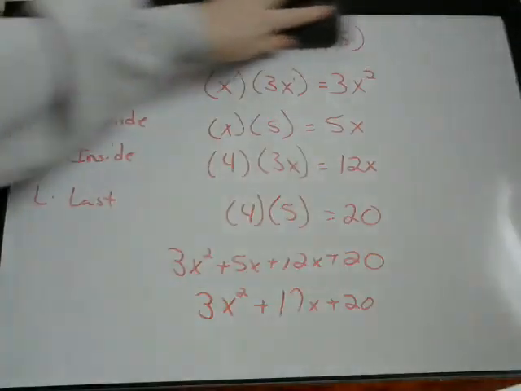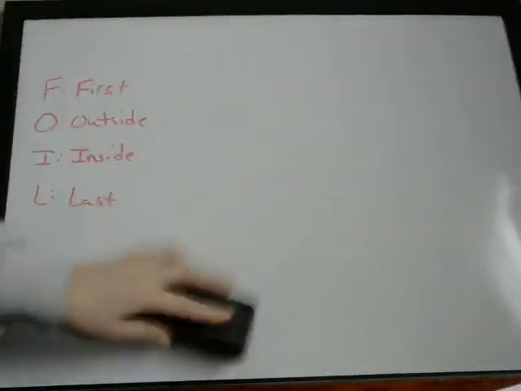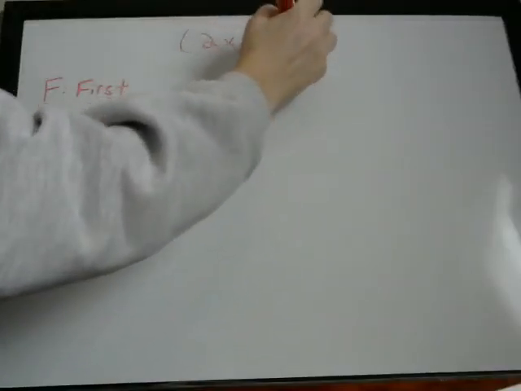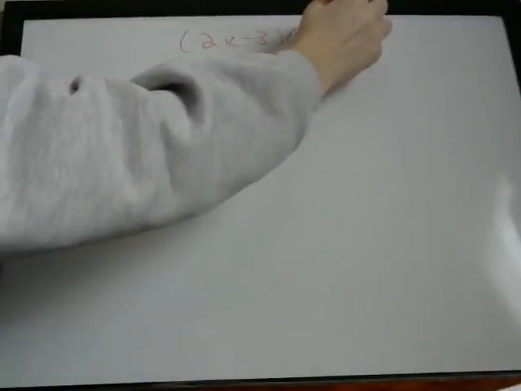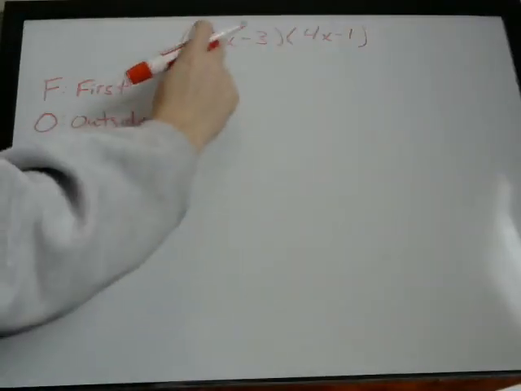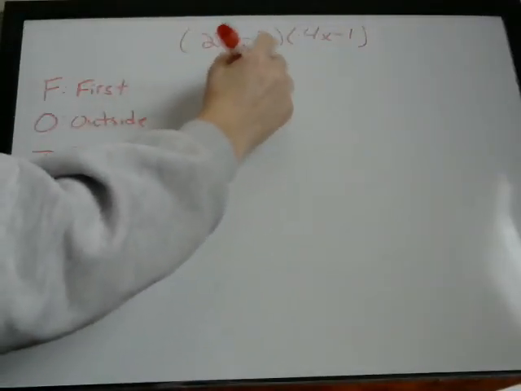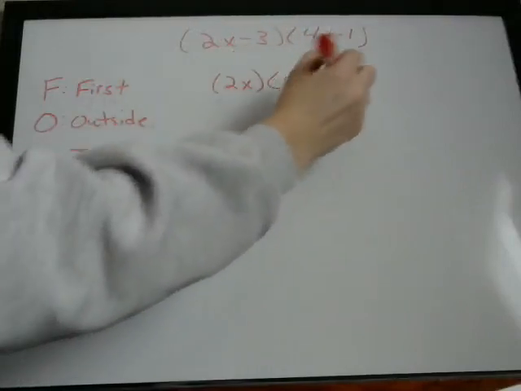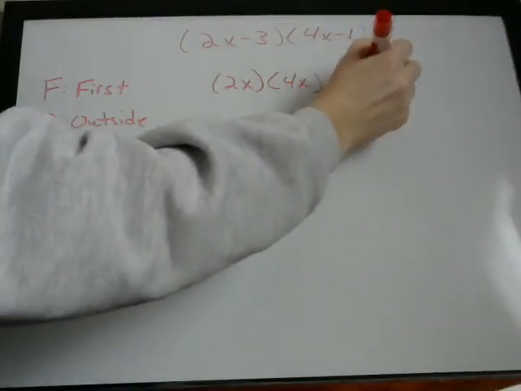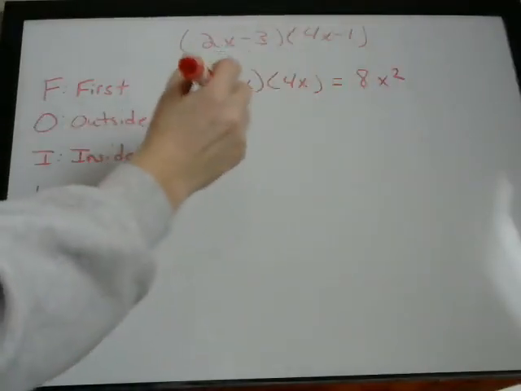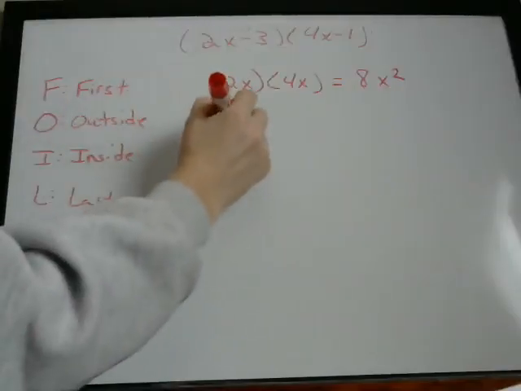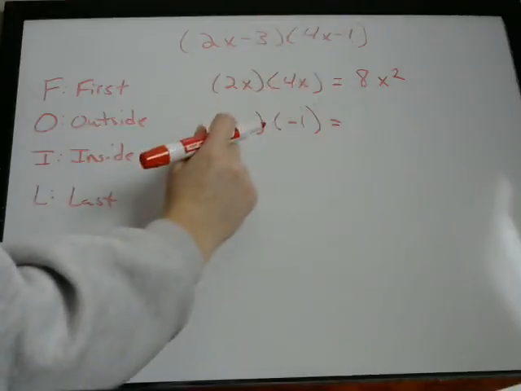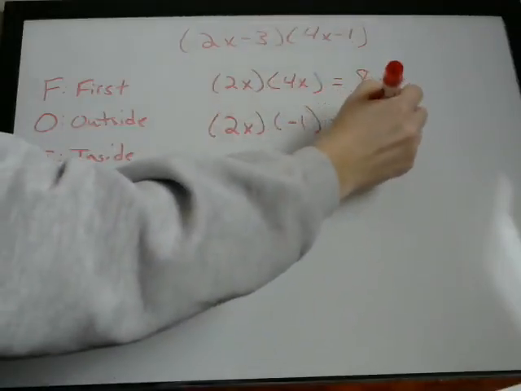I'm going to do one last one that involves minus signs. We have 2x minus 3 times 4x minus 1. First, 2x times 4x. 2 times 4 is 8. x times x is x squared. Outside, 2x times negative 1. 2 times negative 1 is negative 2.